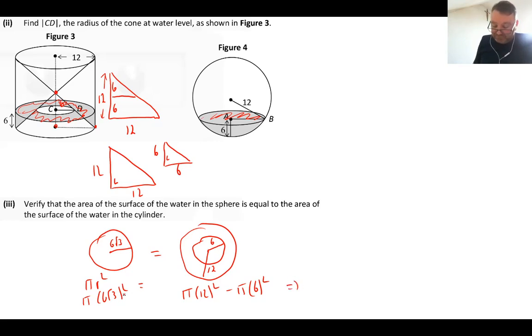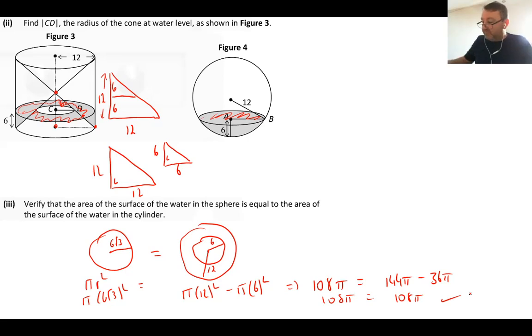Pi times 6 root 3 to be squared. Now 6 root 3 squared is 108 as far as I know. Yeah, 108, got that in the previous part. So 6 root 3 squared is 108. Pi should be equal to 144 pi minus 36 pi. Can't argue with that. 108 pi is equal to 108 pi. So it works. So it is.